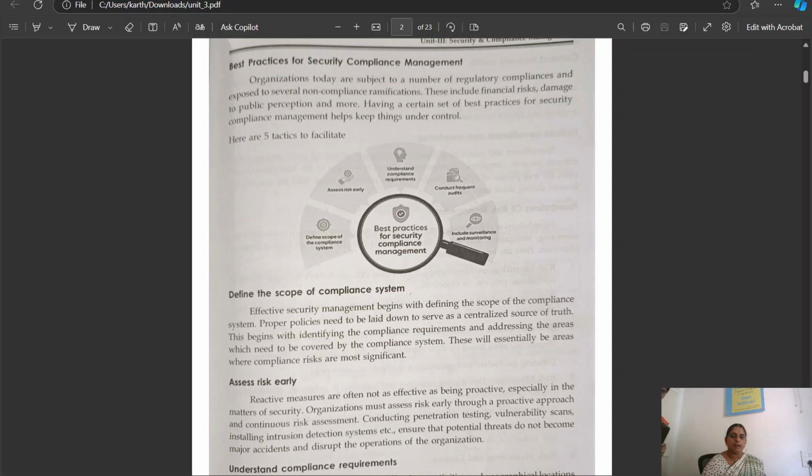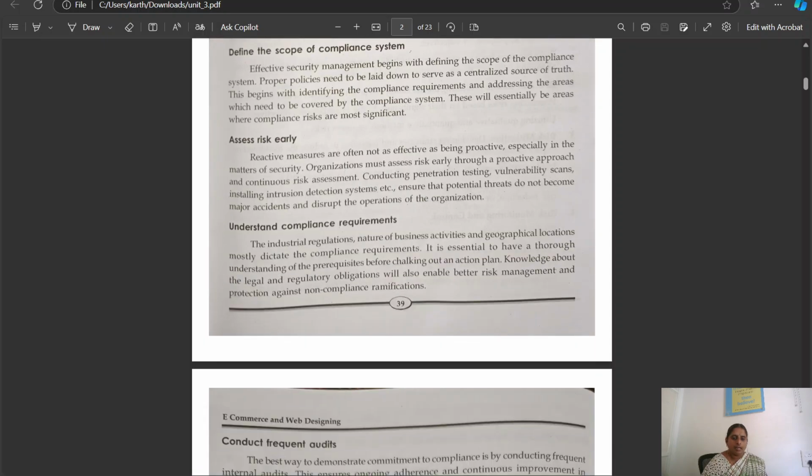And coming to the second practice, assess risk early. Reactive measures are often not as effective as being proactive. Especially in the matters of security, organizations must assess risk early through a proactive approach and continuous risk assessment. Conducting penetration testing, vulnerability scans, installing intrusion detection systems, etc. ensure that potential threats do not become major accidents and disrupt the operation of the organization.